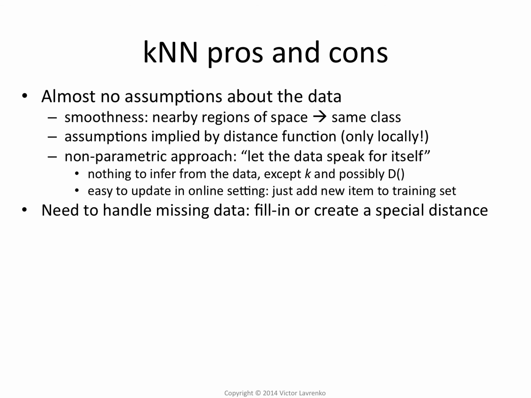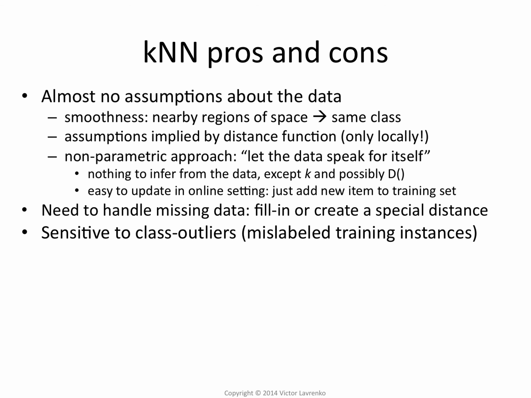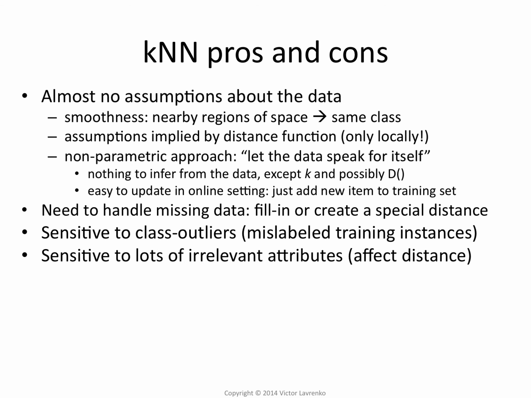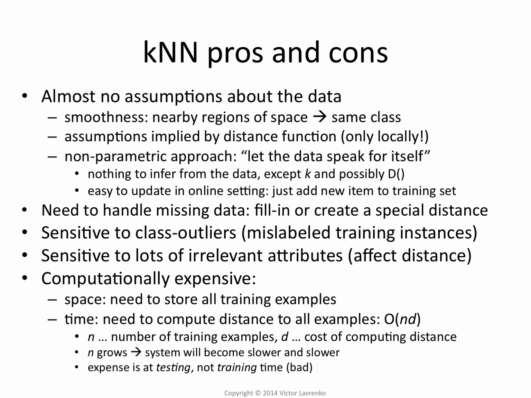On the downside, you need to handle missing values, otherwise the algorithm doesn't work. It is sensitive to outliers, but we talked about ways of tempering that. It's sensitive to lots of irrelevant attributes, so that's one difference. It's similar to naive Bayes in this case, and not similar to decision trees. Decision trees, for example, will happily ignore irrelevant attributes, and kNN will be sensitive to them because they will add noise to the distance functions.